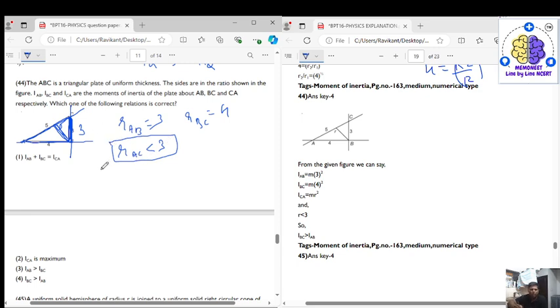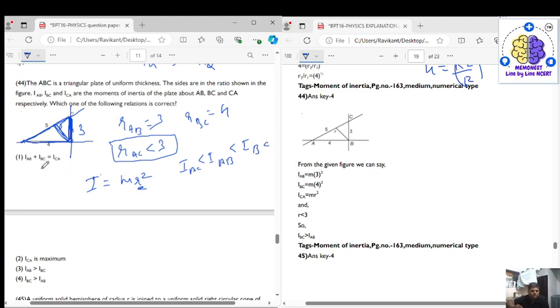So if the formula of moment of inertia is I equals M R square, then for whichever side R is minimum, the moment of inertia will be minimum. So we can say that I of AC is less than I of AB is less than I of BC, right?